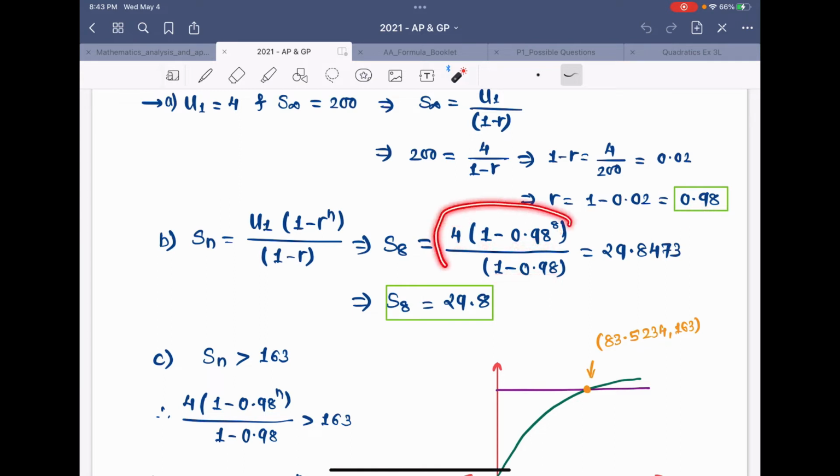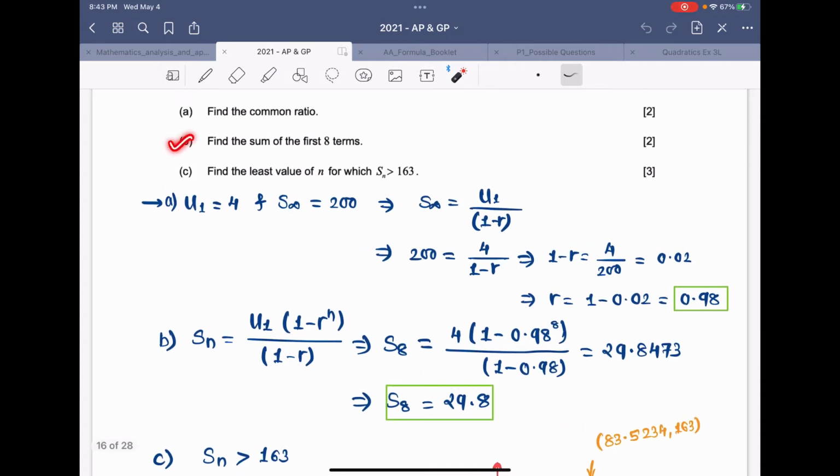Type this as it is on your calculator. Do not find it out separately, and then you will get whatever answer. Please write it down as it is because it's paper 2. Whatever answer your calculator is showing, you have to write that down. Finally, you round off to 3 significant figures, which is 29.8. After that there is a 4, less than 5. So the final answer is 29.8.